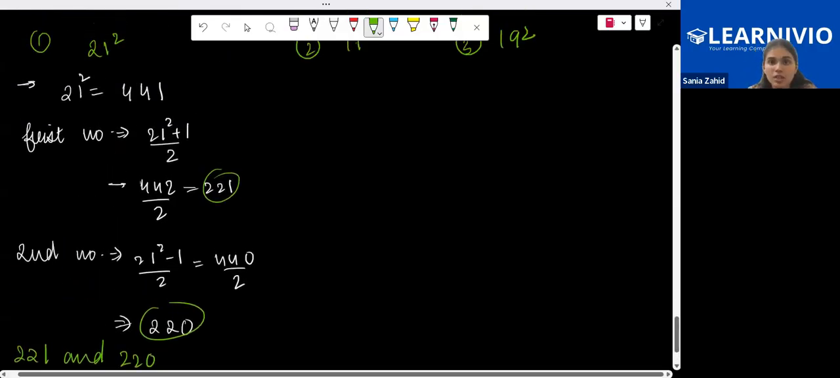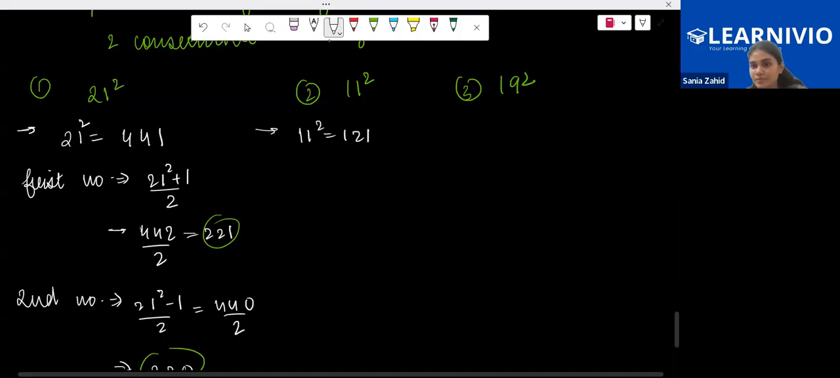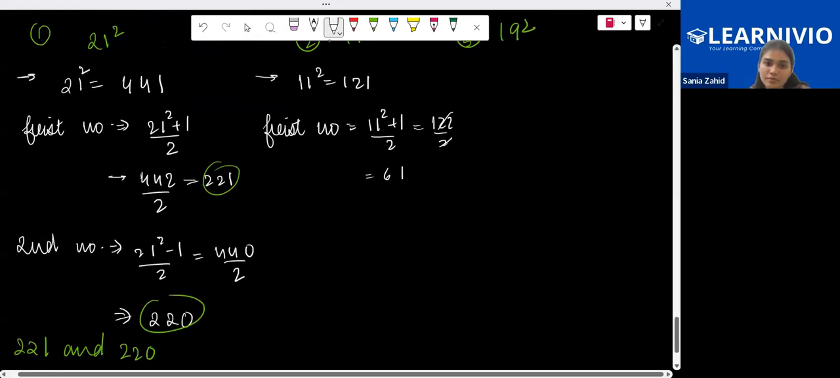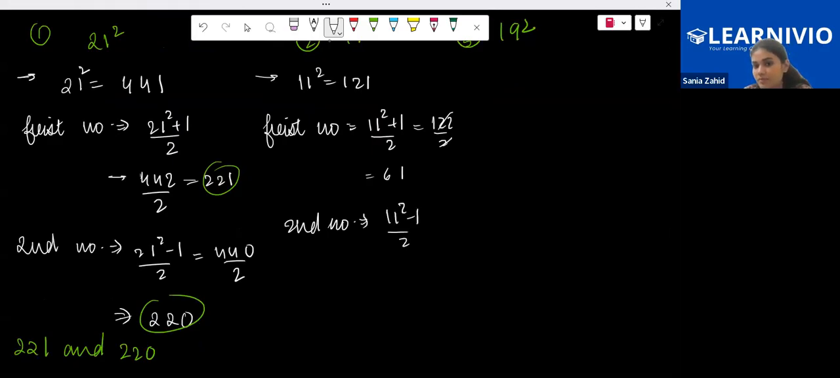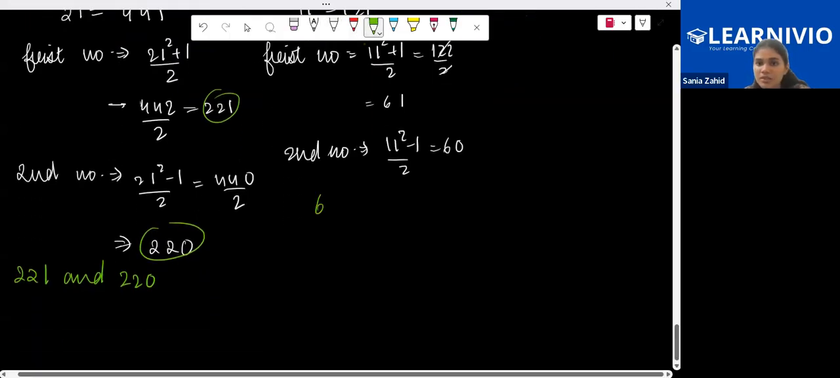Yes, good. So come to the second question now. Mustafa, can you tell me the second one? Yes, ma'am. 11 square is equal to 121. So it will be (11 square plus 1) divided by 2, the first number. So it becomes 122 by 2, which is 61. Then (11 square minus 1) divided by 2, and that becomes 120 by 2, which becomes 60. So the numbers are 61 plus 60.